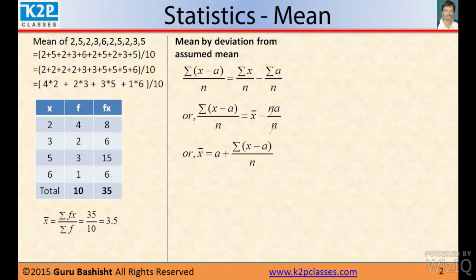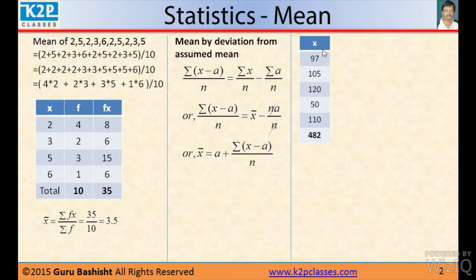Let us see the example. We are taking a series. X is 97, 105, 120, 50, 110. And the total of x is 482. So how many observations are there? 1, 2, 3, 4, 5. So the mean will be 482 by 5, right? 96.4.